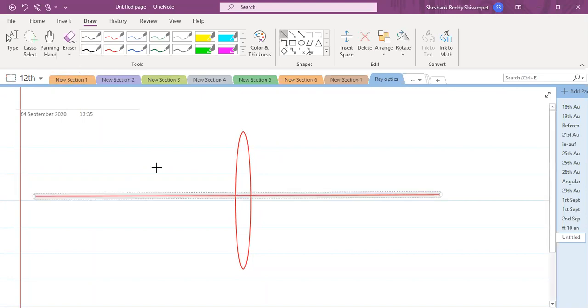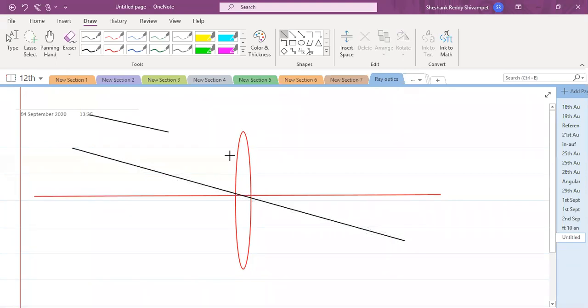Now, if the rays are parallel to each other, but not parallel to the principal axis. Look, if you look at these two incident rays, they are indeed parallel, but they are not parallel to the principal axis. So, in this case, what will happen? Anyone? What can happen in this case?